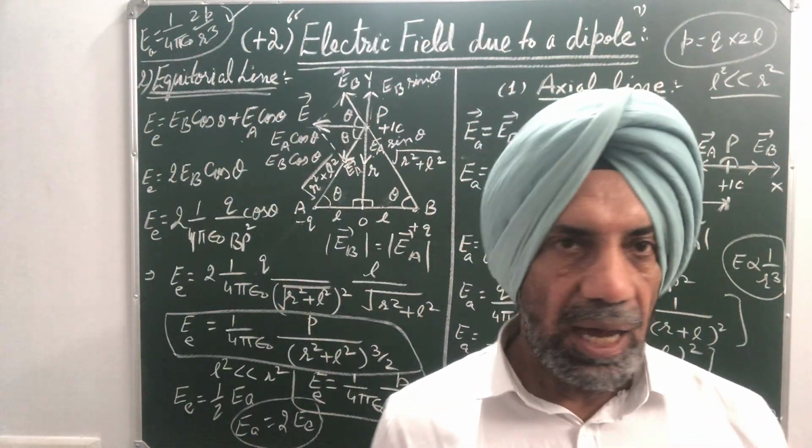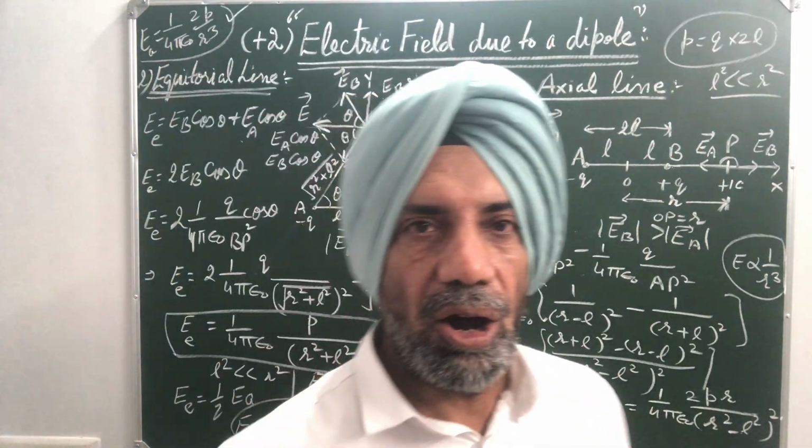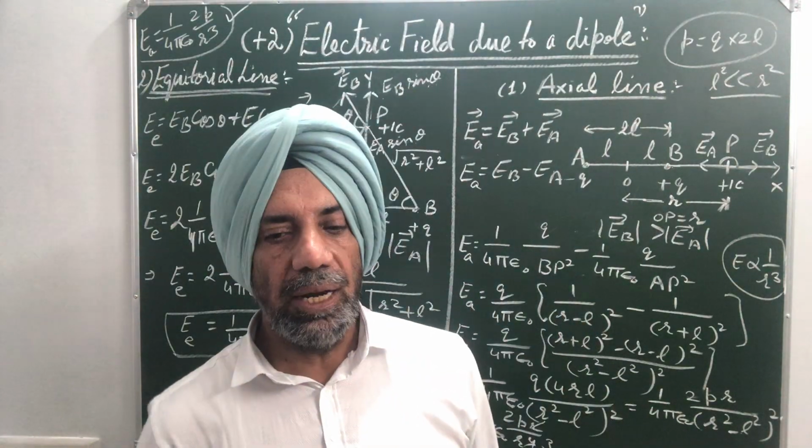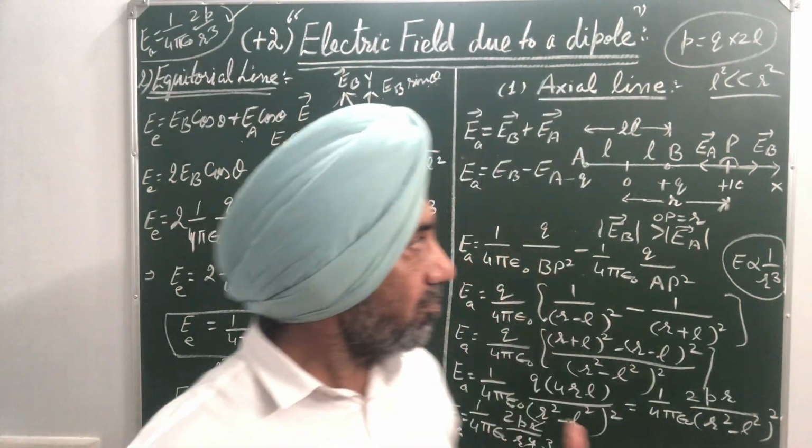So this is all about the electric field due to a dipole at a point on the axial line or at a point on the equatorial line.